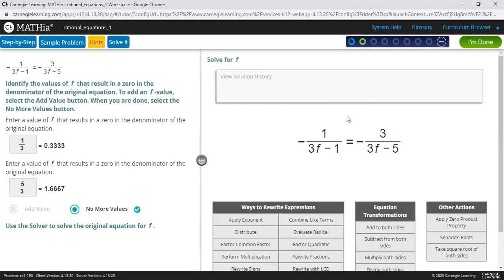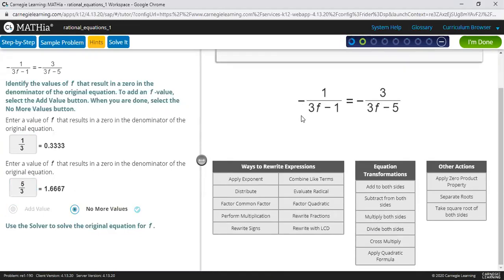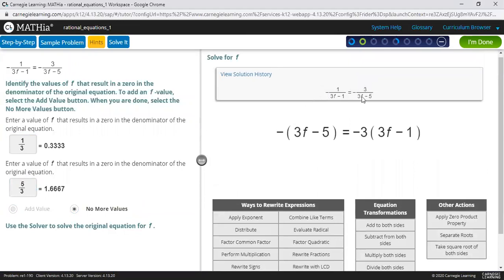Here's my equation solver. And the first thing I'm going to do, if you notice, I have a negative on both sides. I want to eliminate those first. So I am going to do that by, let's see, not rewriting fractions. Does it let me cross multiply? Okay, you know what? I guess you don't need to eliminate those negatives first.